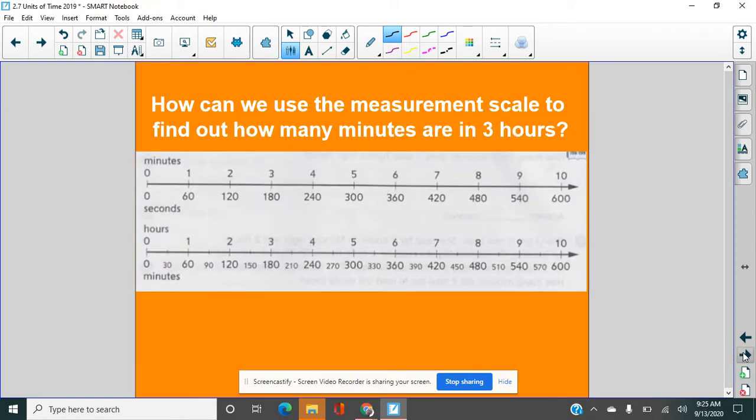All right, you're going to help me now. Oh, I think this actually goes along with one that I talked about. How can we use the measurement scale to find out how many minutes are in 3 hours? What can we do here? Okay, you should have said something about finding 3 hours and finding the number underneath it, 180 minutes, just like your messy room that we were talking about earlier.